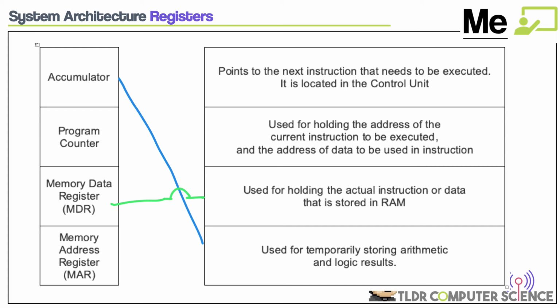First one's the program counter. And then by process of elimination, memory address register is the other one, because this points to the next instruction that needs to be executed, which is the definition of a program counter.